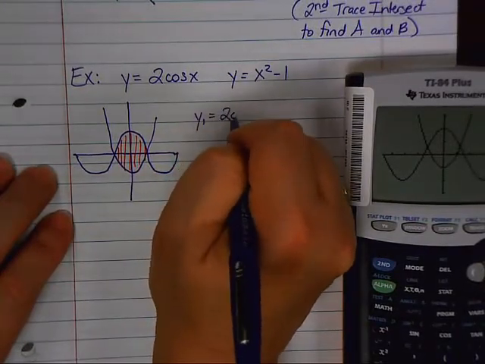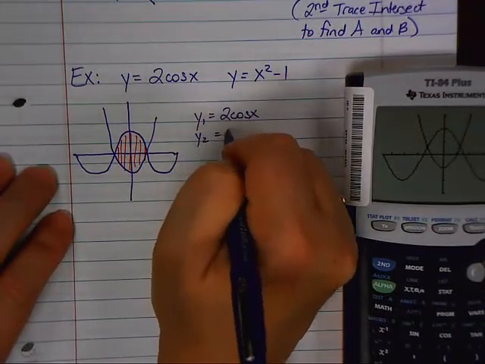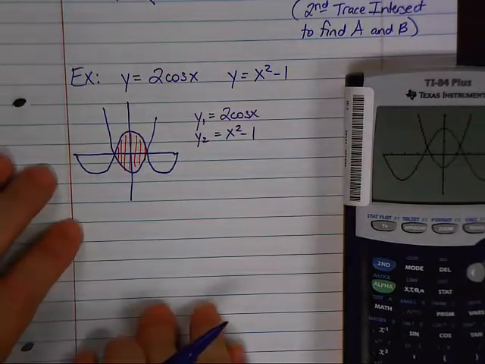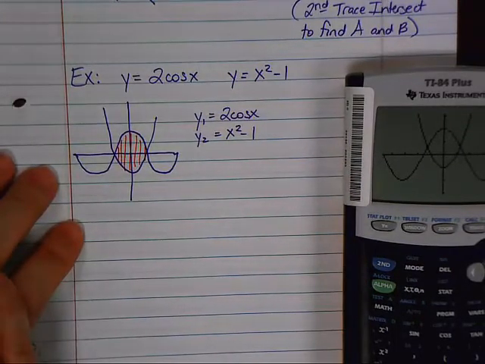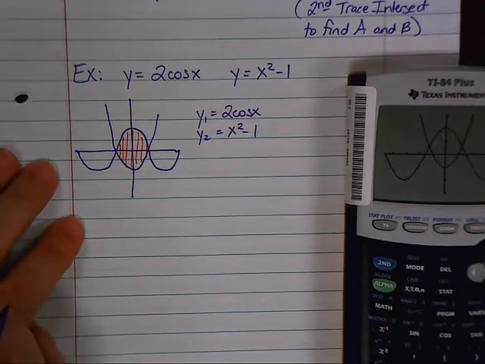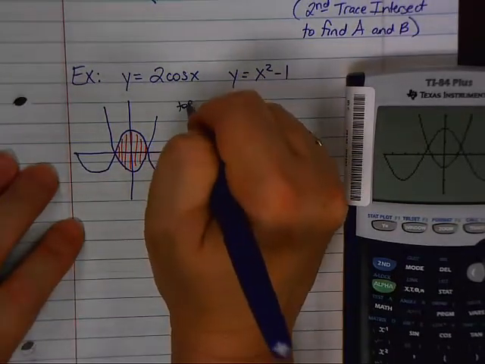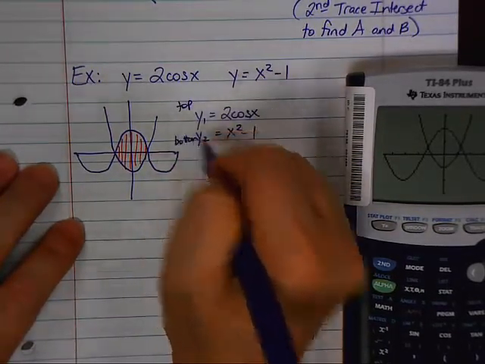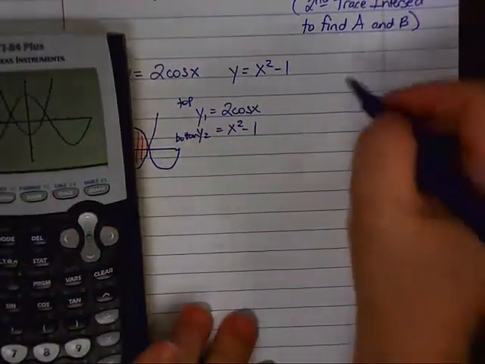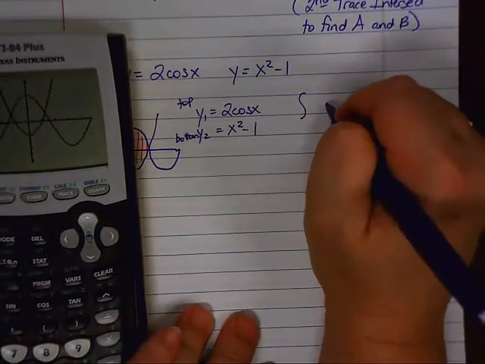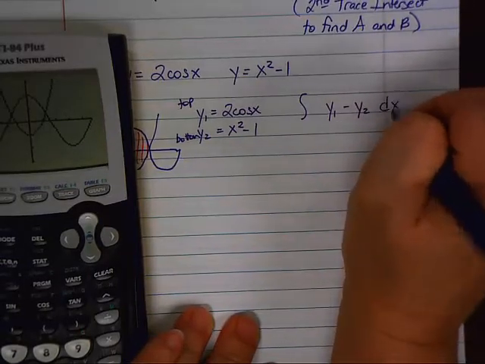y1 equals 2 cosine of x. y2 equals x squared minus 1. Okay. Don't try to jump ahead of me because I need to show you what to do when these intersection points are ugly. The AP exam requires that you keep every single decimal on those intersection points, and I'm going to show you how to do that. Okay? First of all, which curve is always on top? y1 is this time. It's not always going to be that way. So, y1 is on top. So I know it's going to be the integral of y1 minus y2 dx again.